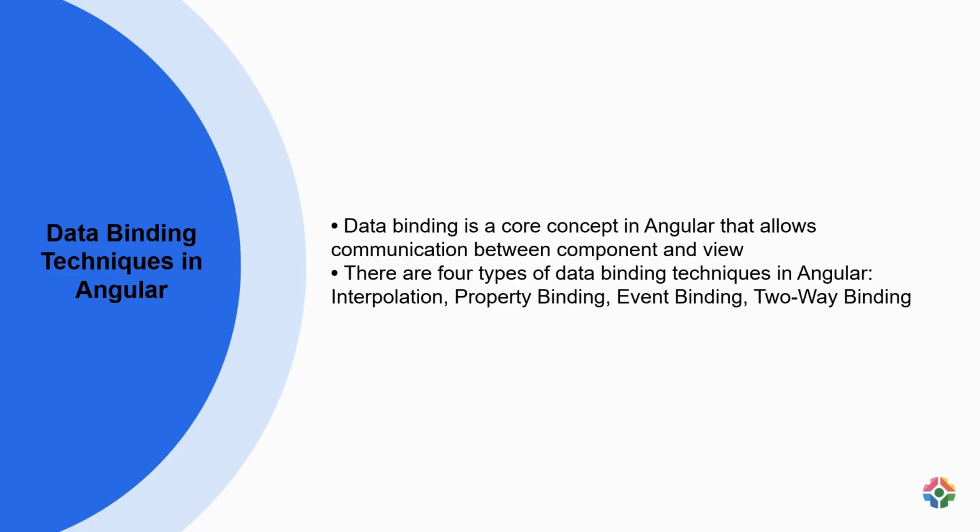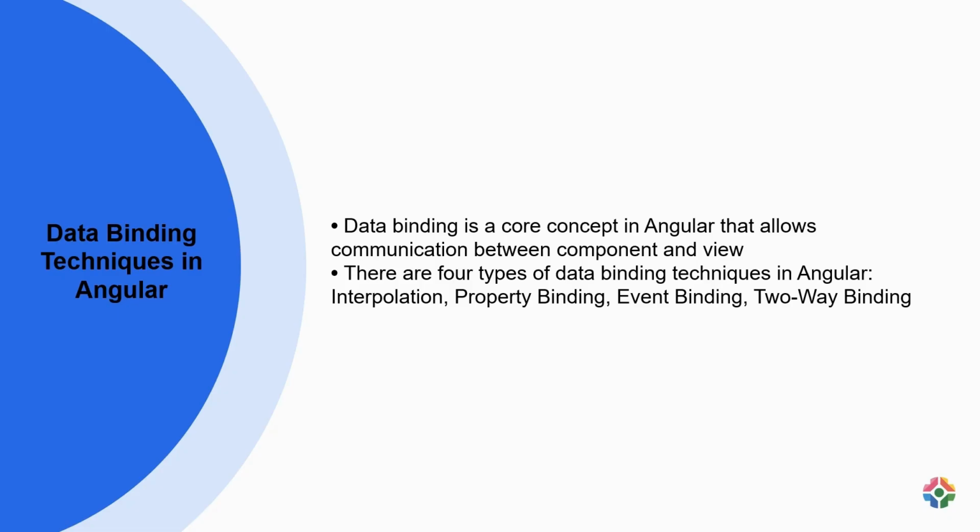Interpolation allows the embedding of component properties within the HTML template, like displaying text or variables. Property binding involves setting properties of HTML elements using data from the component class. Event binding permits the handling of user events, such as clicks or key presses, triggering functions in the component.